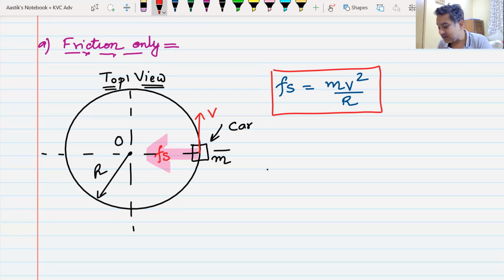If you look at the tangential direction, there is no force there. So you don't have to make any equation. Then there is a third equation which can be made in the vertical direction. Can you tell me what is that third equation, which is the second equation now?